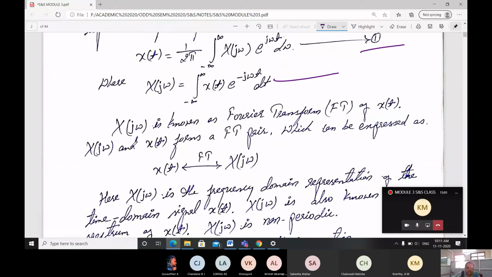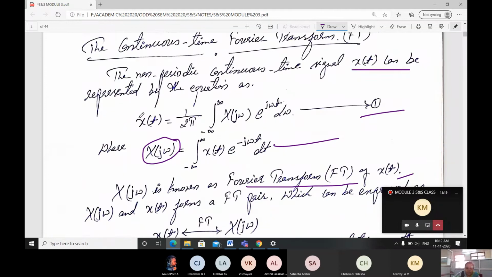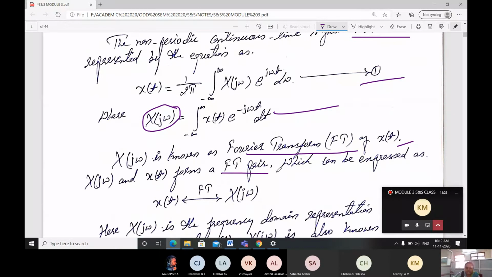X of j omega is known as the Fourier transform of x of t. Combining x of j omega and x of t, they form a Fourier transform pair, which can be represented as x of t and x of j omega, with an arrow on both sides.